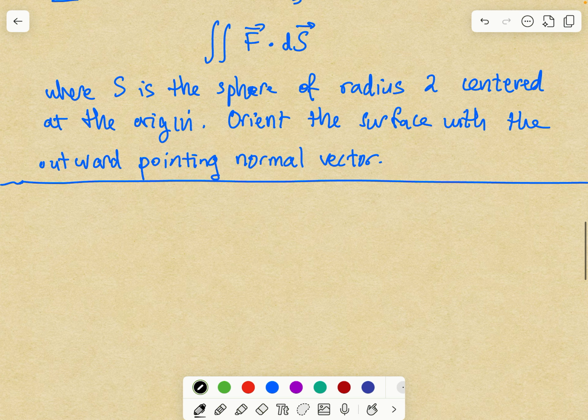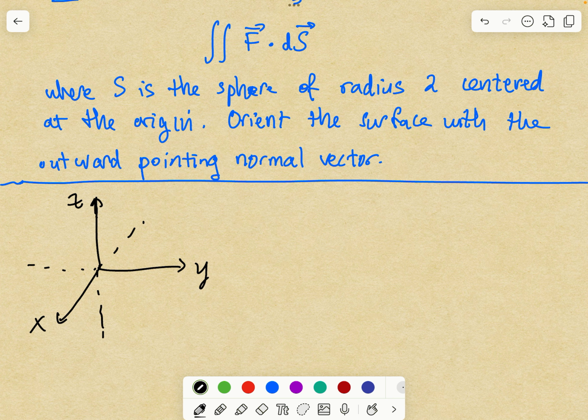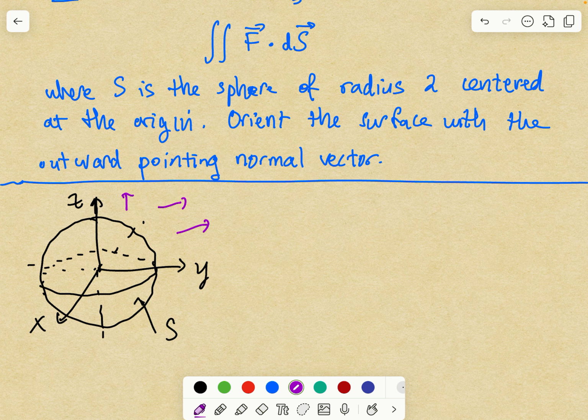Okay, so let's draw a picture to make sure we understand what's going on. Here's the positive x-axis, positive y-axis, positive z-axis. And then you have this sphere of radius 2 centered at the origin. That's your surface S. And you have this vector field, so at each point you have these vectors, in particular coming from the vector field at every point on the sphere.